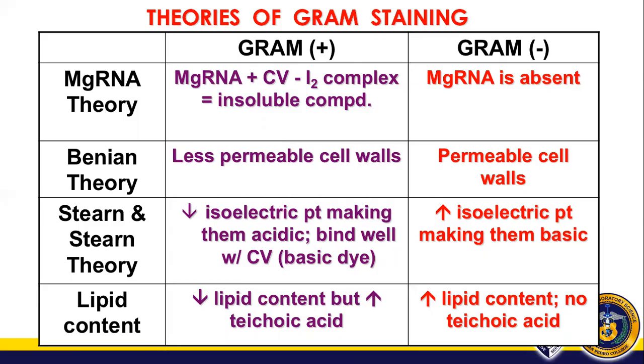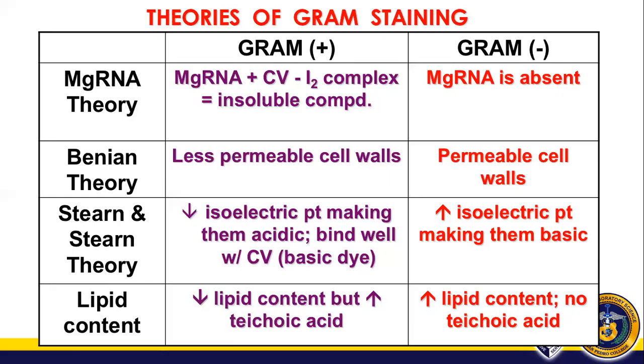The lipid theory believes that in the cell wall of gram-negative bacteria, there's the lipopolysaccharide or the outer membrane, which has, of course, lipid. But it does not have teichoic acid. So lipids are easily penetrated by the action of acetone alcohol, allowing materials to come in and out of the cell walls.